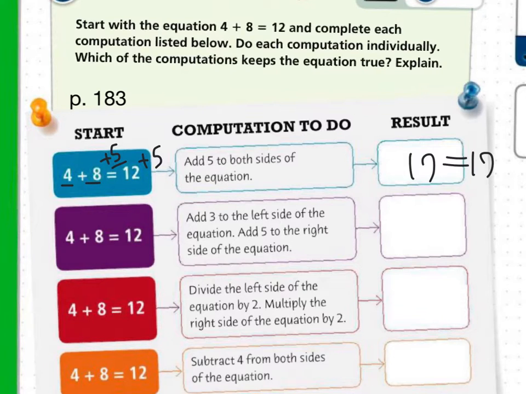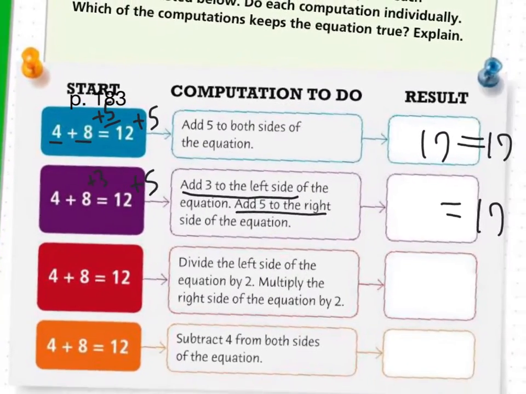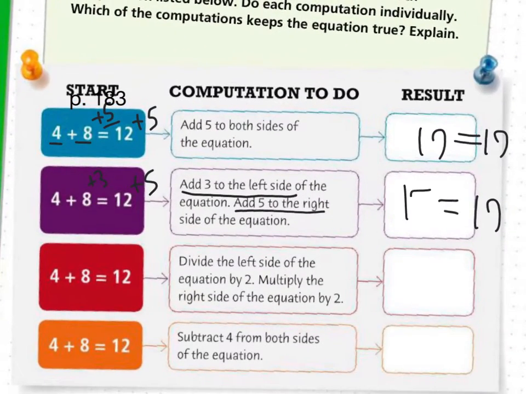The next thing it says, what happens if we add 3 to the left side and add 5 to the right side? On the right side, 12 plus 5 is 17. On the left side, 4 plus 8 is 12, plus 3 is 15. And 15 is not equal to 17. We can put an equal sign with a line through it, which means not equal to.